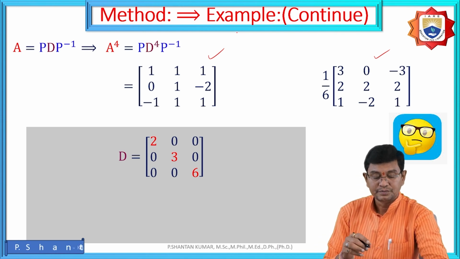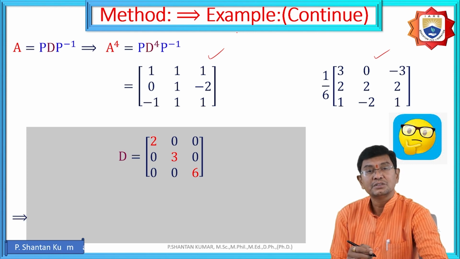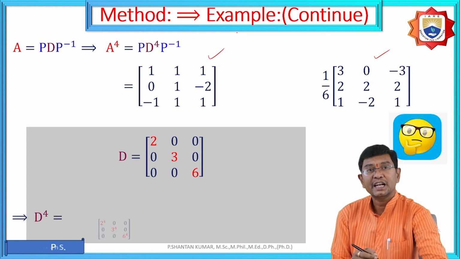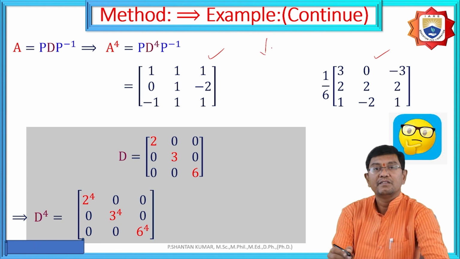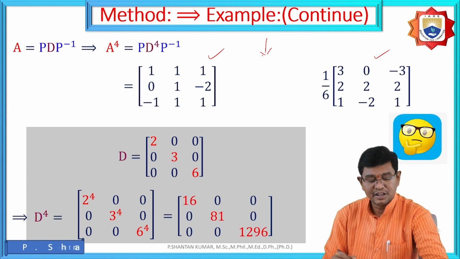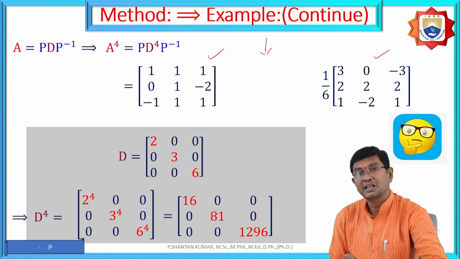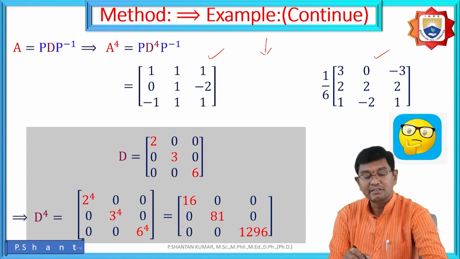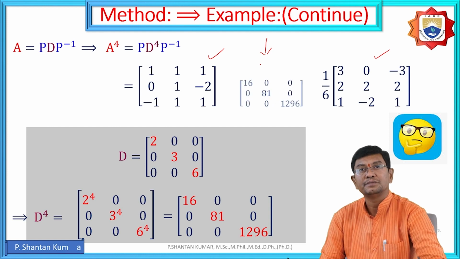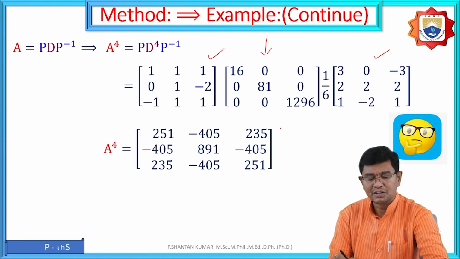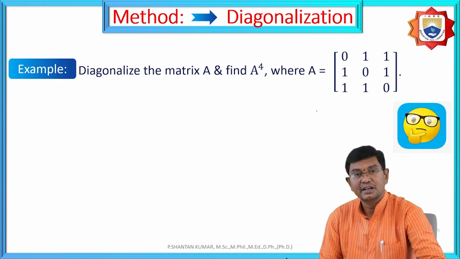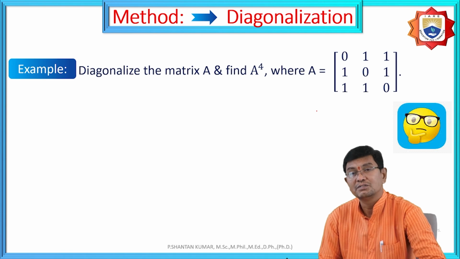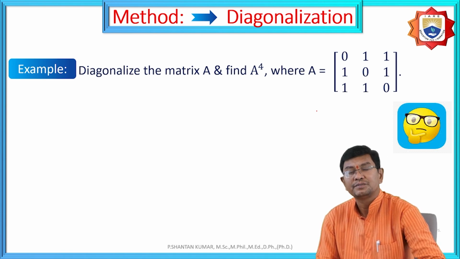That means 2 power 4, 3 power 4, and 6 power 4. By calculating these, we need to replace them in the middle of the D power 4. Here 2 power 4 is 16, 3 power 4 is 81, and 6 power 4 is 1296. This matrix we can replace in the middle place, and now again we need to take the product. This is the required matrix from the given matrix, the diagonalization as well as the powers of the matrix.